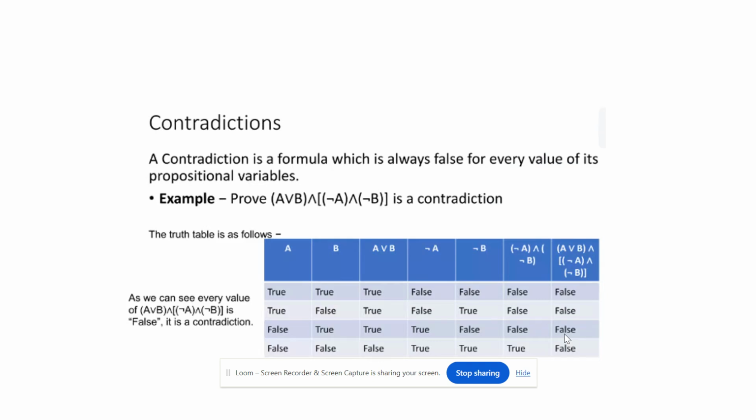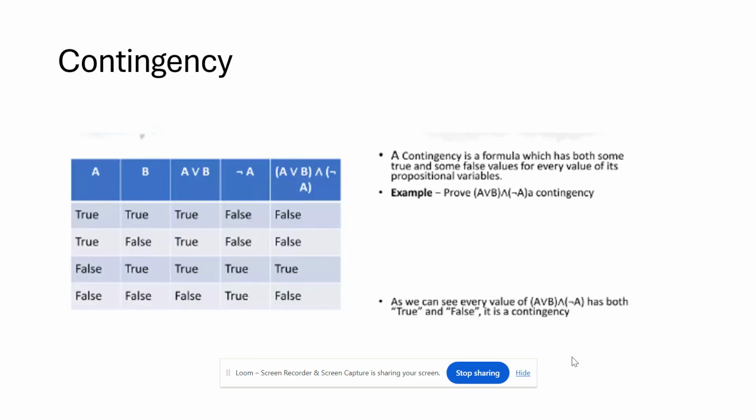Then contradiction, which is the opposite of tautology. A contradiction is a formula which is always false for every value of its propositional variables. For the statement A or B and not A and not B, we have to prove that it is a contradiction. We build a truth table, and the result for every propositional value should be false. Only then can we say that it is a contradiction.